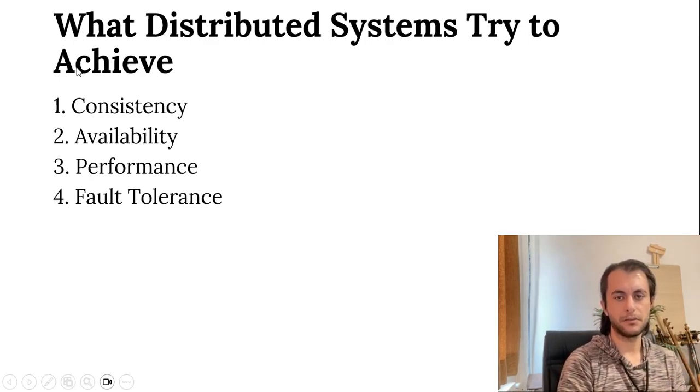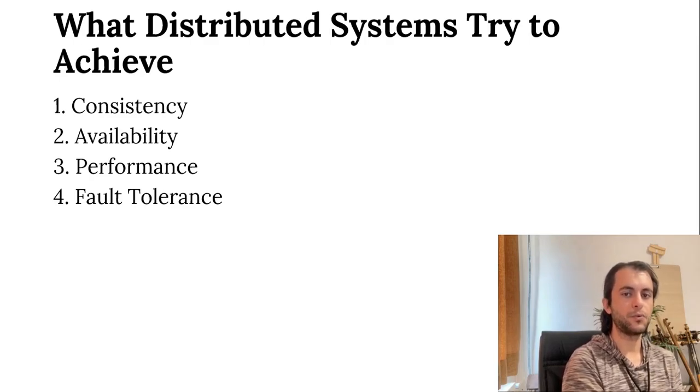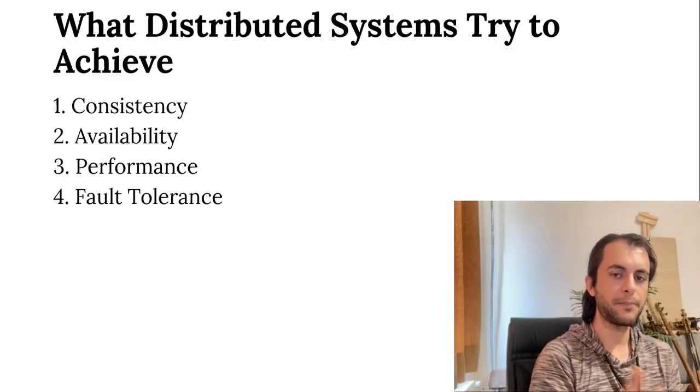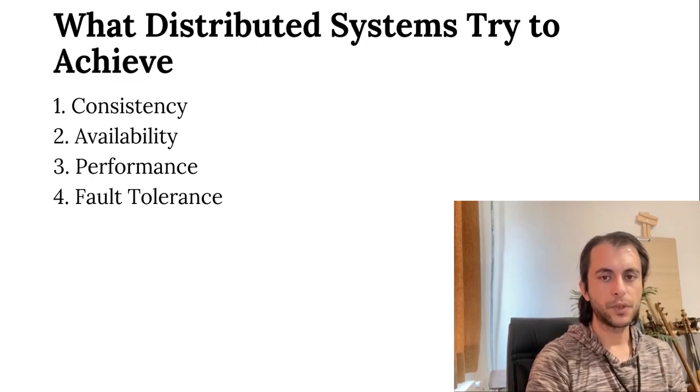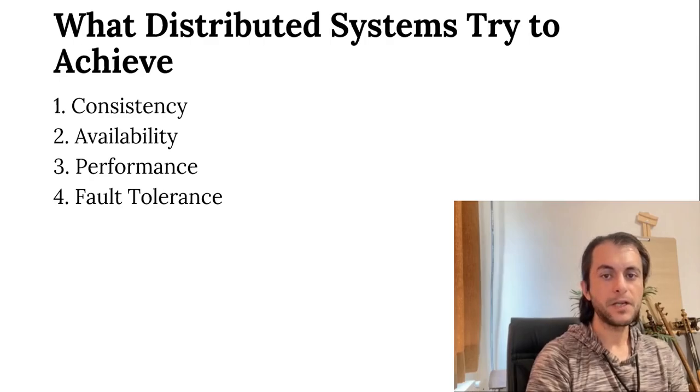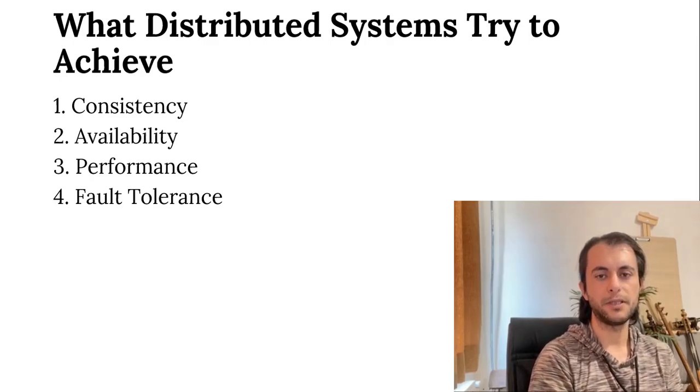Availability means the system should keep working even if one machine fails. Performance refers to the fact that the system as a whole should be fast. And fault tolerance means the system should continue working even if something goes wrong or breaks. To achieve this, we use concepts like CAP theorem, leader election, replication, consensus algorithms, quorum, and vector clocks. But don't worry, I'll explain all of these concepts in the upcoming episodes.